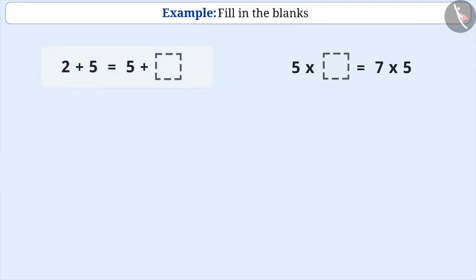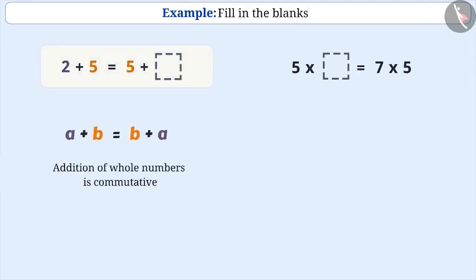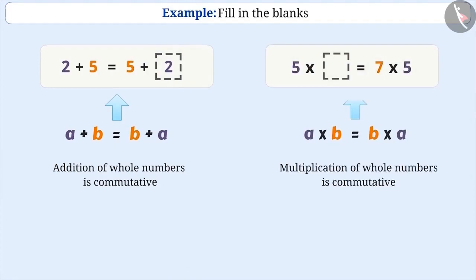Next example. Fill in the blanks. Since addition of whole numbers is commutative, we will write 2 in the blank. Since multiplication of whole numbers is also commutative, we will write 7 in the blank.